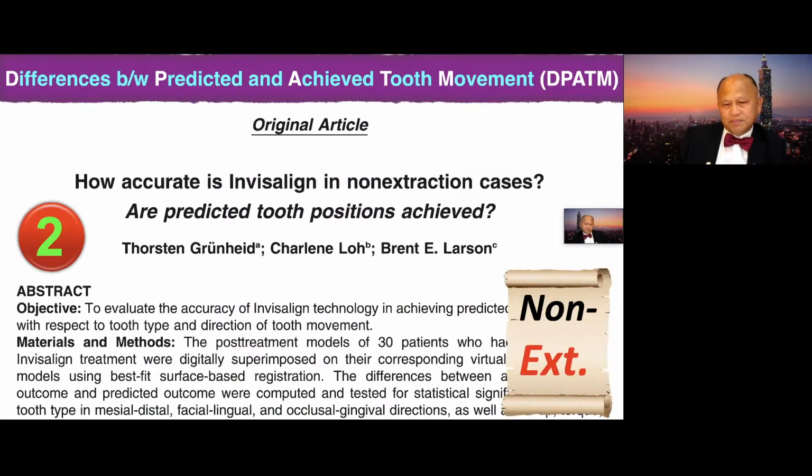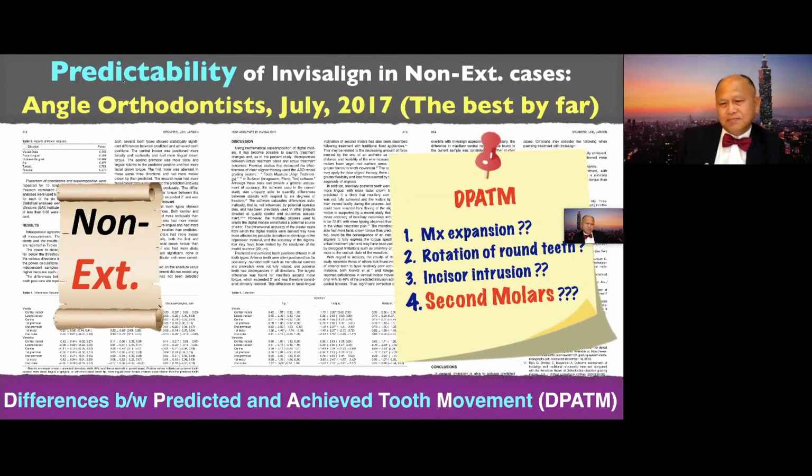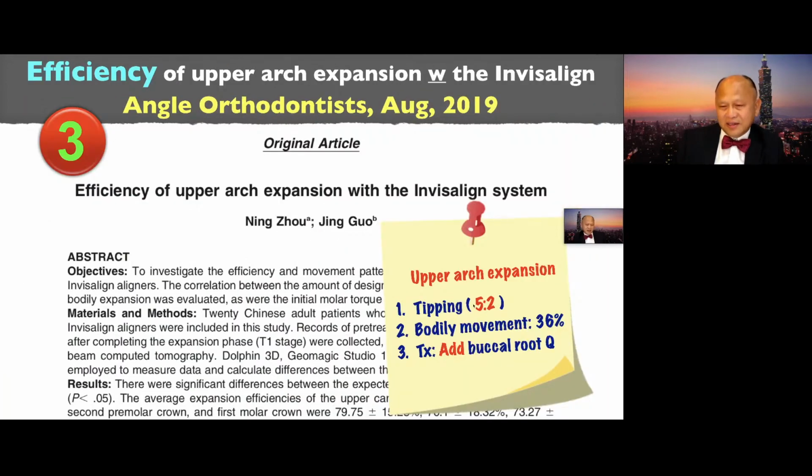The second article, from Brent Lawson, talks about non-extraction, and they conclude that maxillary expansion, rotation of round teeth, incisor intrusion, and second molars are very difficult to execute with aligners.